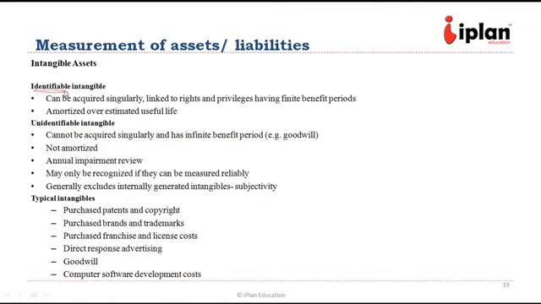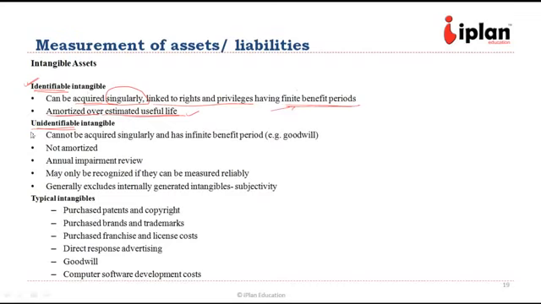So there could be two types, identifiable or unidentifiable. The intangible assets which can be acquired singularly, which can be linked to rights and privileges, and which have finite benefit periods are categorized as identifiable intangibles. So that is why they can be amortized over the estimated useful life. Since they have a finite benefit period, we can amortize them. For example, patents, copyrights, etc.